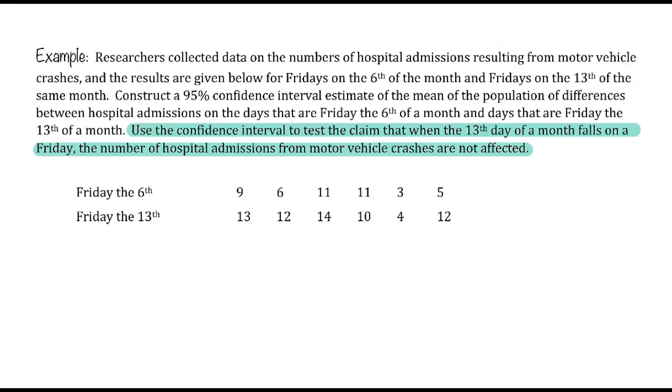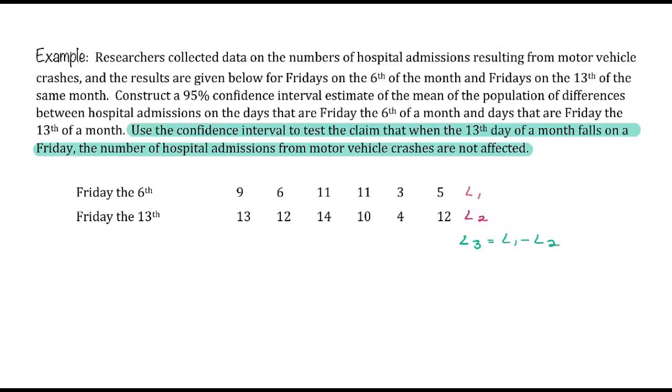In this situation, our data is paired or matched up by month. These pairs of data represent months where the 13th landed on a Friday, which would necessarily mean that the prior Friday was the 6th of the month. We'll put our Friday the 6th values in list 1, and we'll put our Friday the 13th values into list 2. We'll then build list 3 equal to list 1 minus list 2, the differences between each pair of matched data.